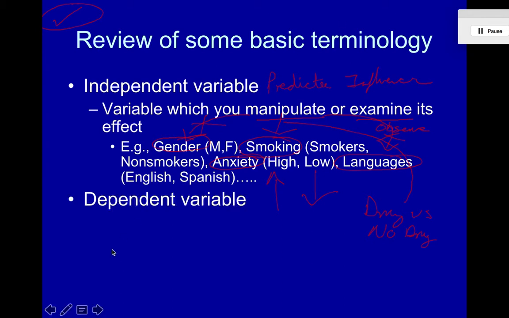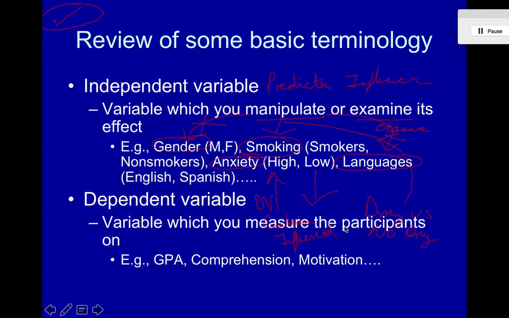Now, our second issue here, or our third term that we want to identify here, is the dependent variable. Most commonly we call this our DV. Our DV is what we also call our criterion variable, or we also call this the influenced. The influenced or criterion variable is essentially the variable that you measure the participants on. So this is going to be your performance assessment if you want to think about that. So measuring their GPA, their comprehension, their motivation levels, their self-esteem, looking at those potential factors.